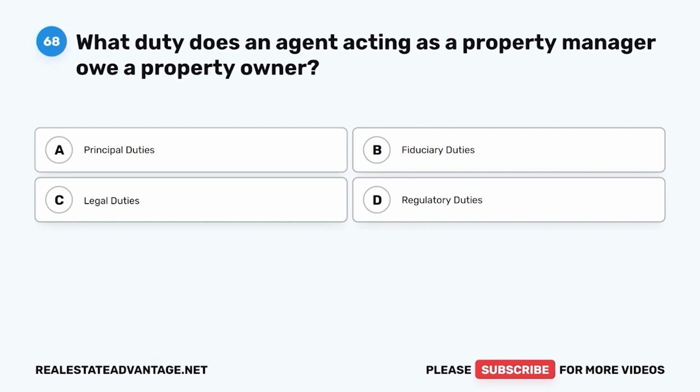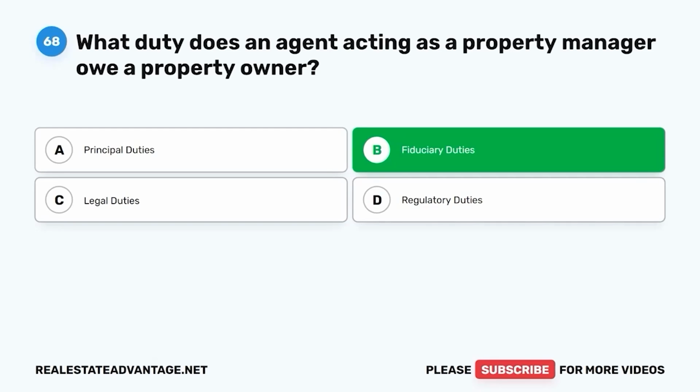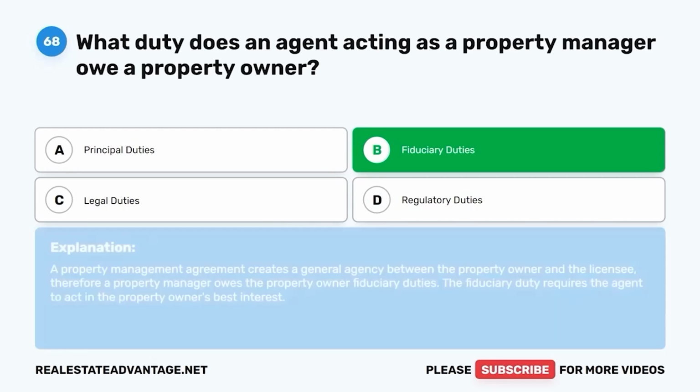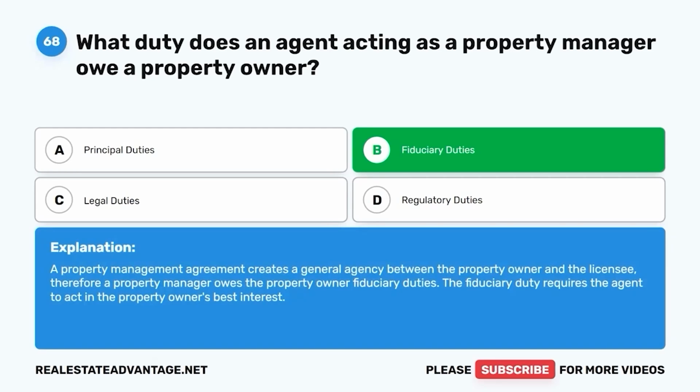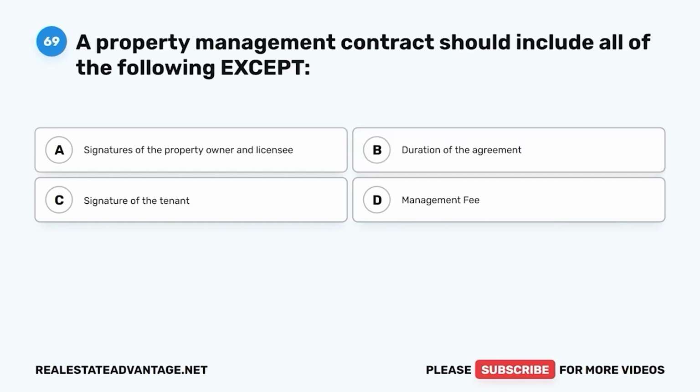A, principal duties, B, fiduciary duties, C, legal duties, D, regulatory duties. The correct answer is B, fiduciary duties. A property management agreement creates a general agency between the property owner and the licensee. Therefore, a property manager owes the property owner fiduciary duties. The fiduciary duty requires the agent to act in the property owner's best interest.